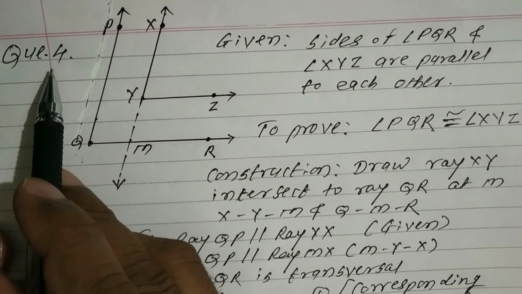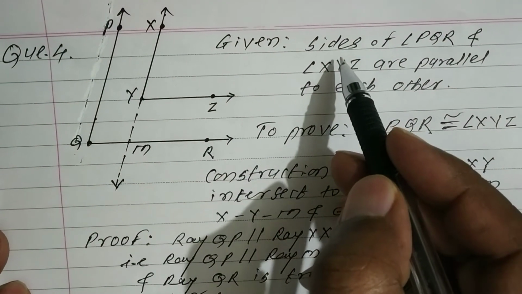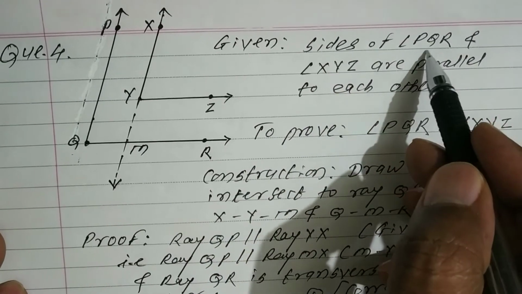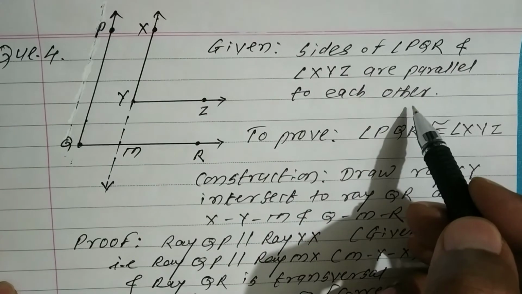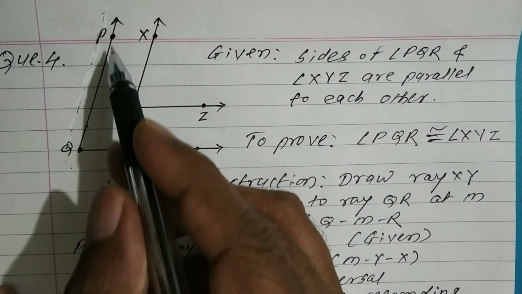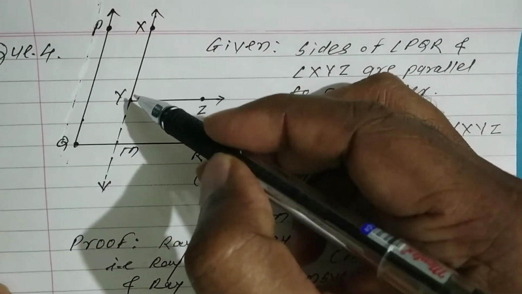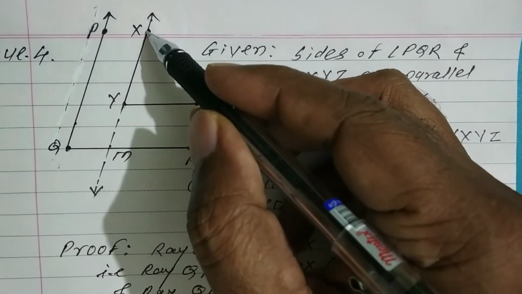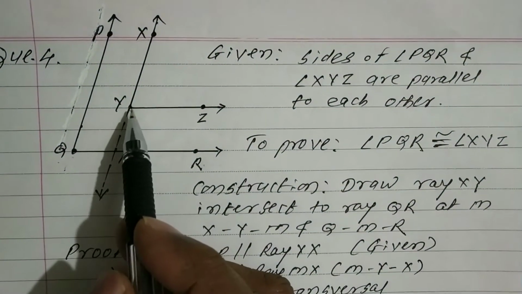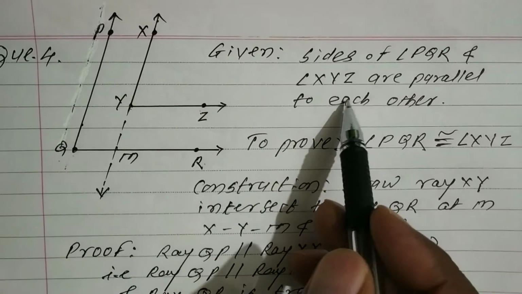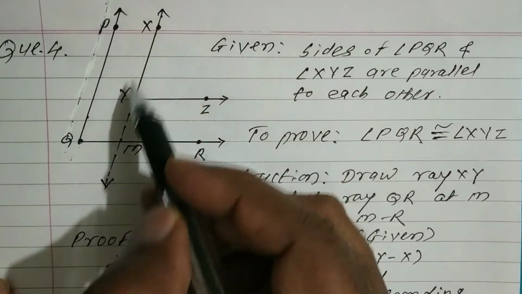Question number 4. Figure is given in which sides of angle PQR and angle XYZ are parallel to each other. Means sides of angle PQR, ray QP parallel to ray YX, this is given. Again ray QR parallel to ray YZ, this is given. To prove angle PQR congruent to angle XYZ.